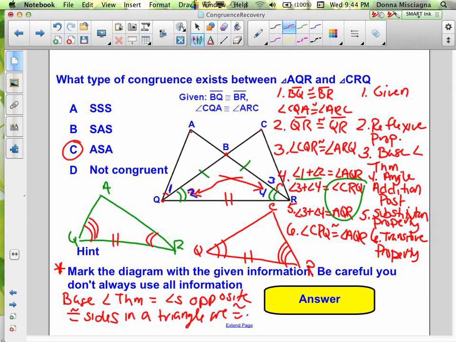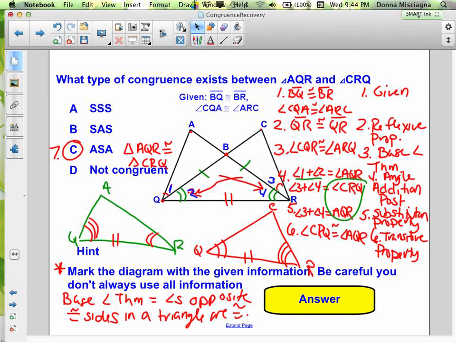angle side angle. So I'm actually going to write my last step over here. We'll do the reason first. Angle side angle, that's the reason why triangle AQR is congruent to triangle CRQ. There we go. So this is as tricky as it gets, I think. Let's see if we were right. Woohoo! We were right. Angle side angle.